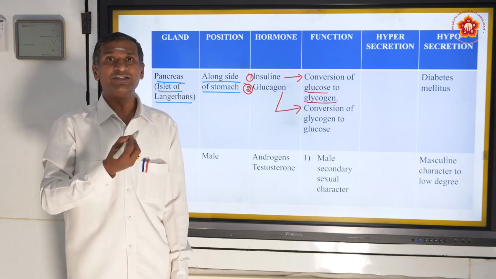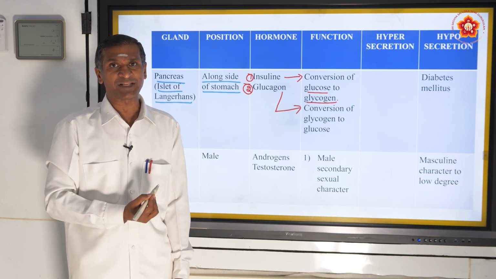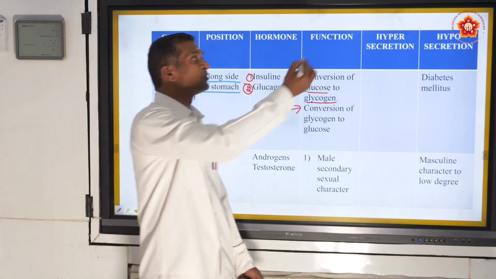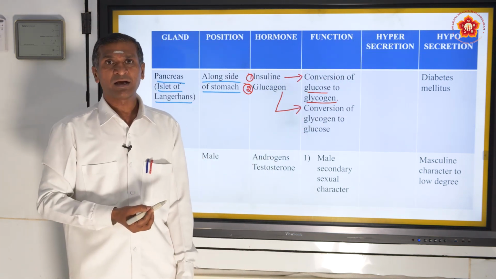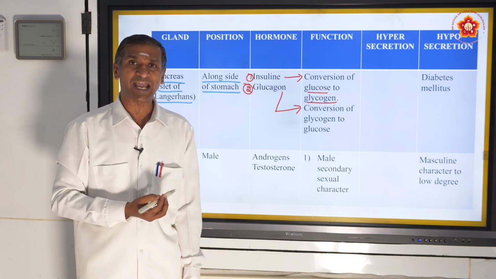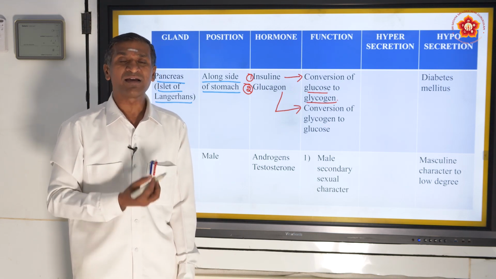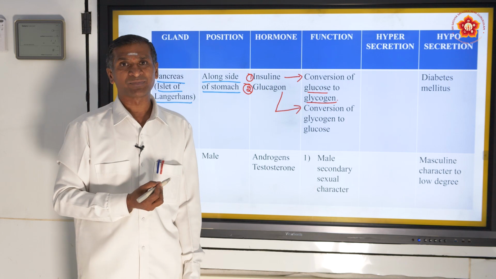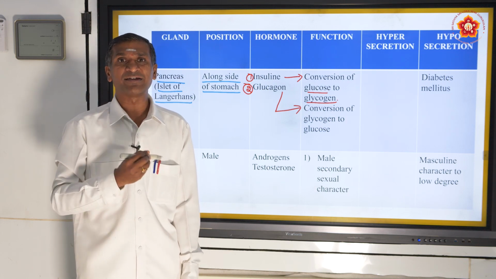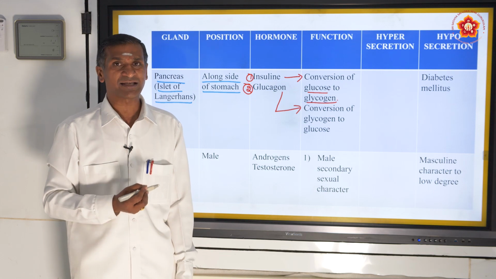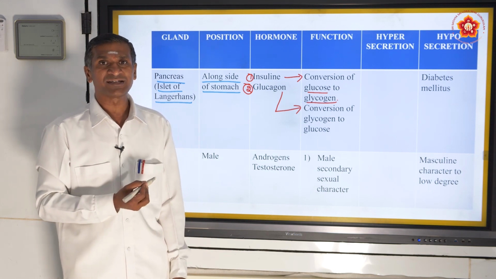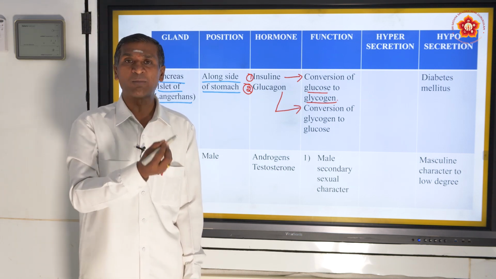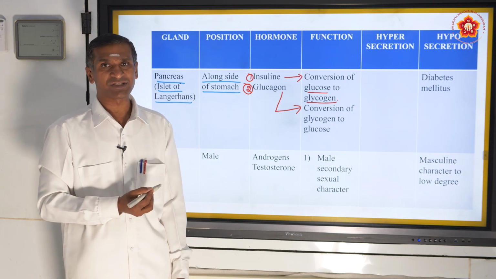Some of the people have less production of insulin. What happens if there is less production of insulin in the body? It leads to diabetes mellitus. How do we know that the person is suffering from diabetes mellitus? The symptoms are frequent urination and feeling thirsty every time. Then how to control it? Just giving him or her insulin in the form of a tablet or an injection.